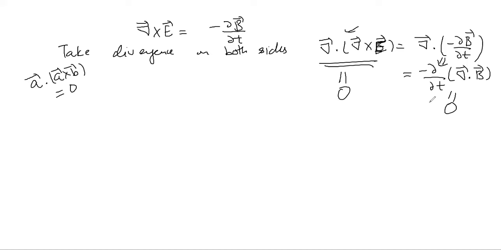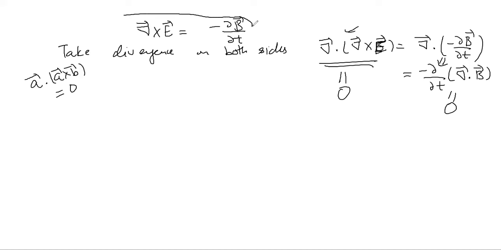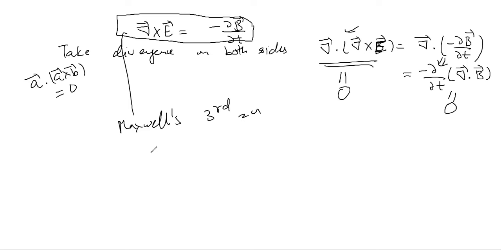Now let's move on to the next equation, and the next equation is basically your Ampere's circuital law. This is also called Maxwell's third equation in differential form, which we derived from Faraday's law of induction. Now coming to Ampere's circuital law.